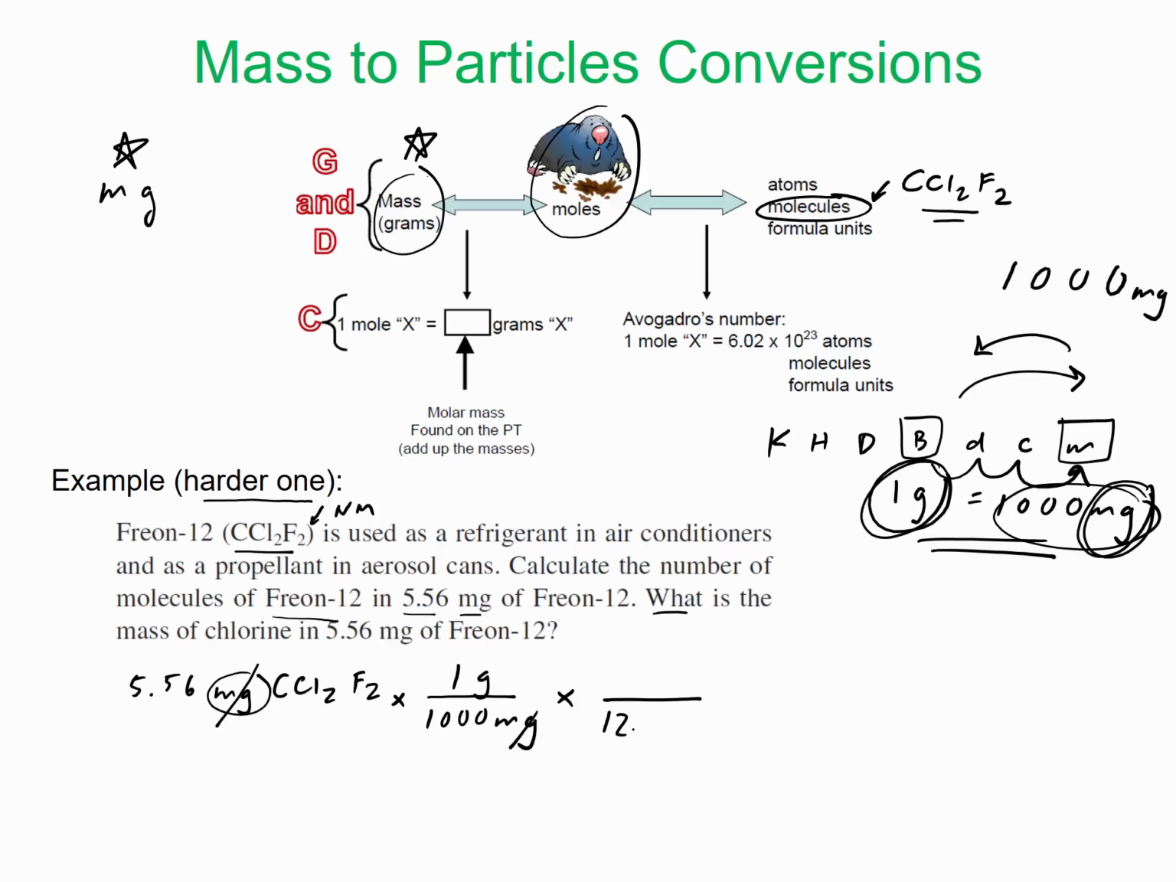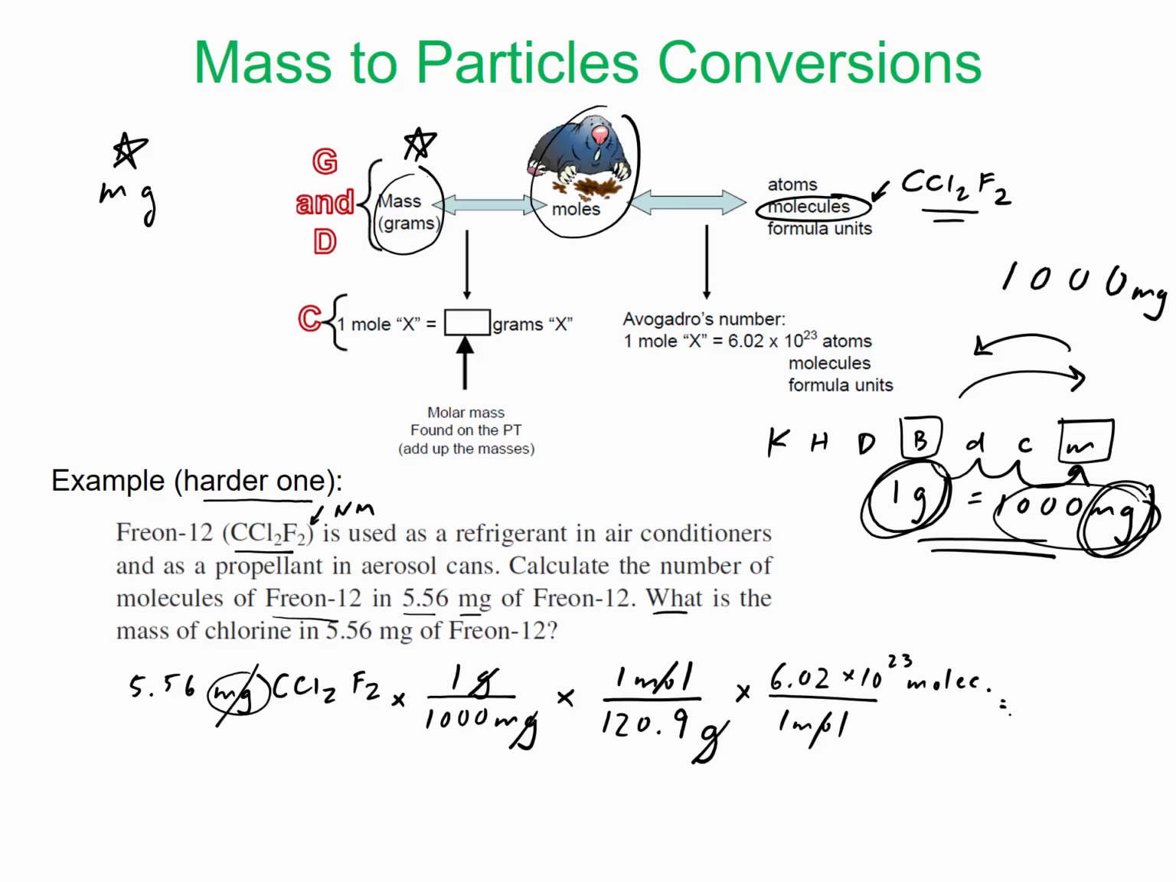So I go 120.91 grams in 1 mole. And I wanted grams down there so that it cancels with that one. Okay, and I want to keep going until I get to molecules. So now I'm here at the mole, and I want this one, molecules. So next conversion factor is this one, Avogadro's number. So I'm going to write 1 mole to match it up with this unit. And I write 6.02 times 10 to the 23rd molecules. I'll just write molec like that.